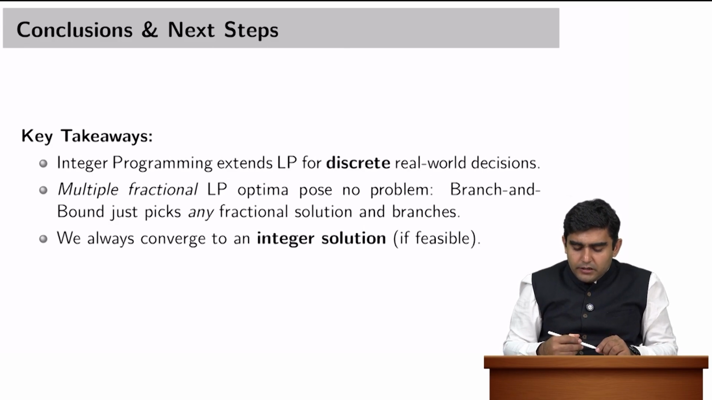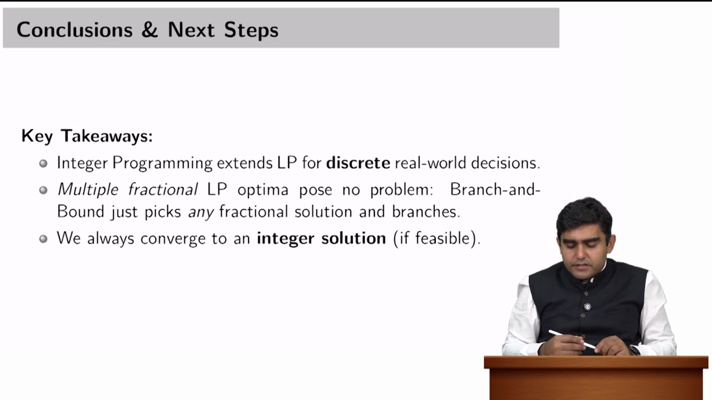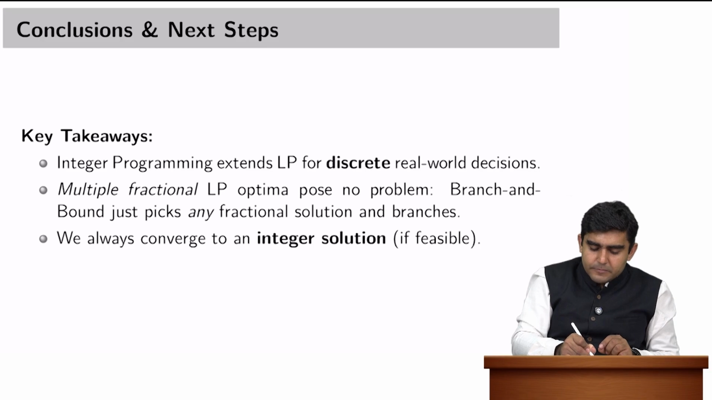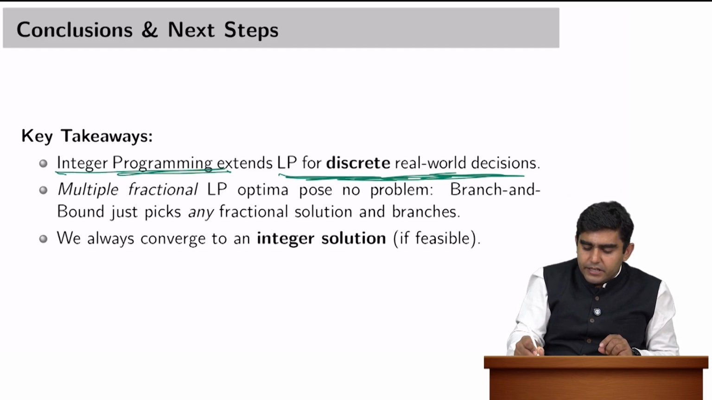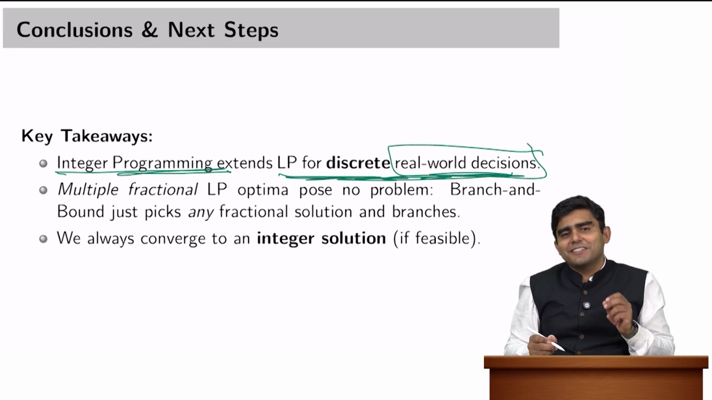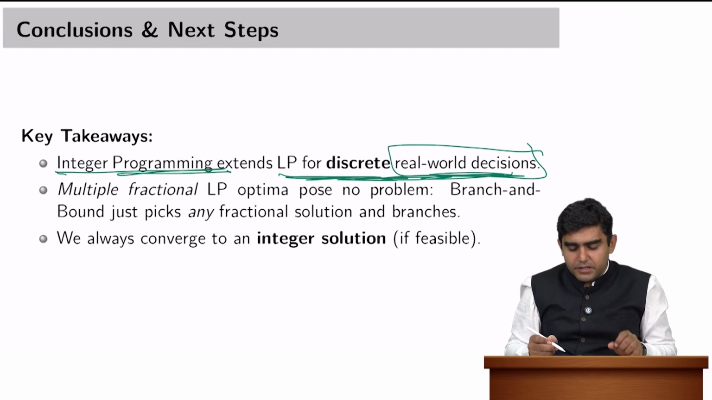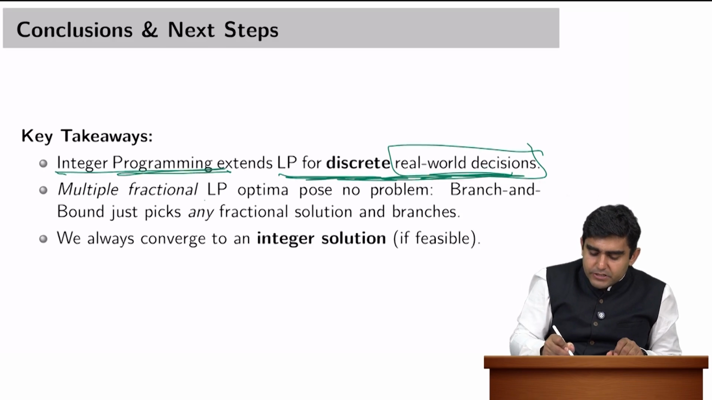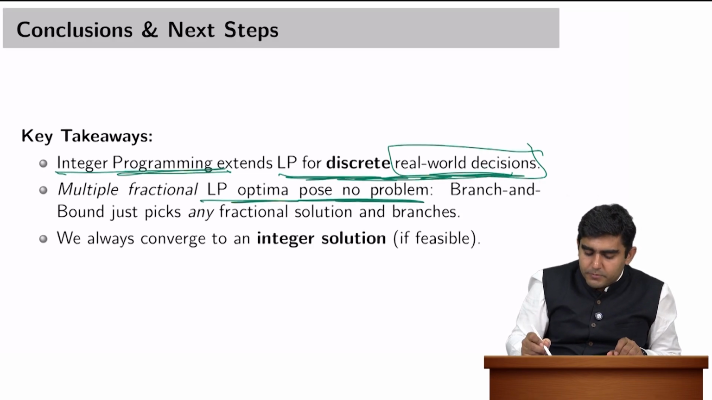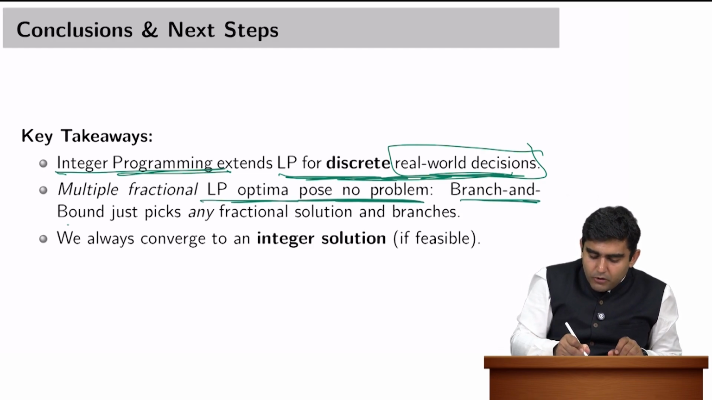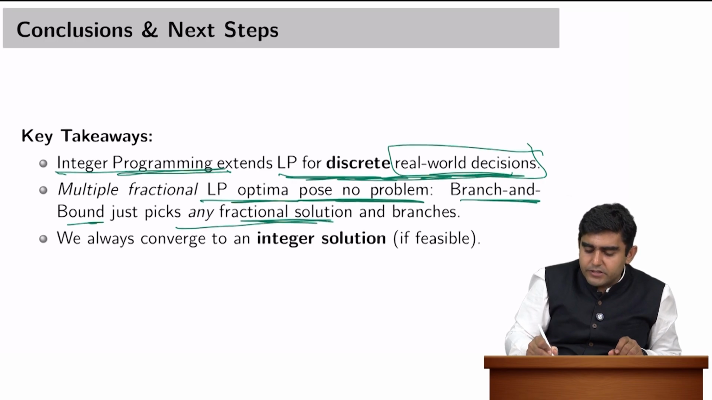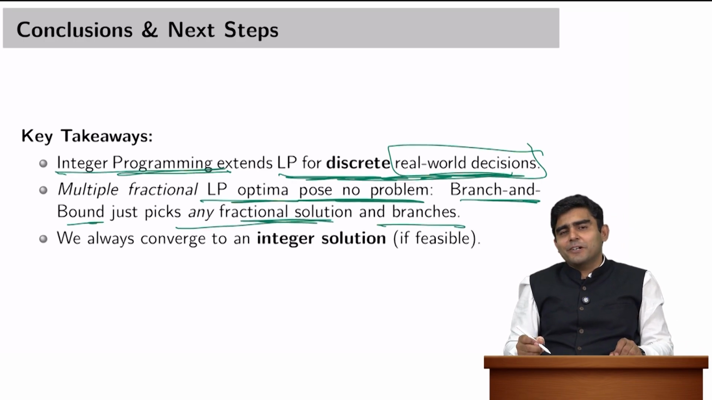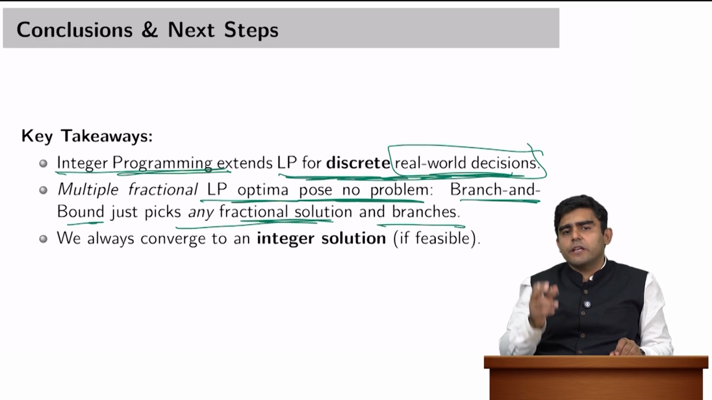So, the key takeaways for us here are that this particular method does extend linear programming to discrete real world decisions, and that is the essence of our course on infrastructure decision making. And multiple fractional LP optima pose no problem. The branch and bound method just picks any fractional solution and branches. What we did for 2 variables, the same thing can be done for 3 variables, 4 variables, n variables.